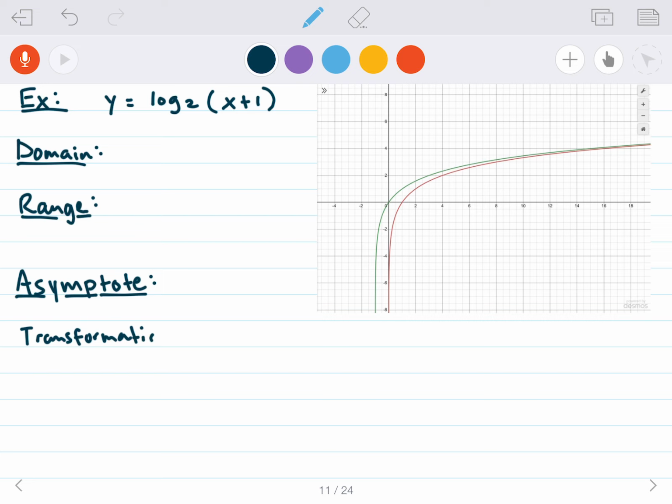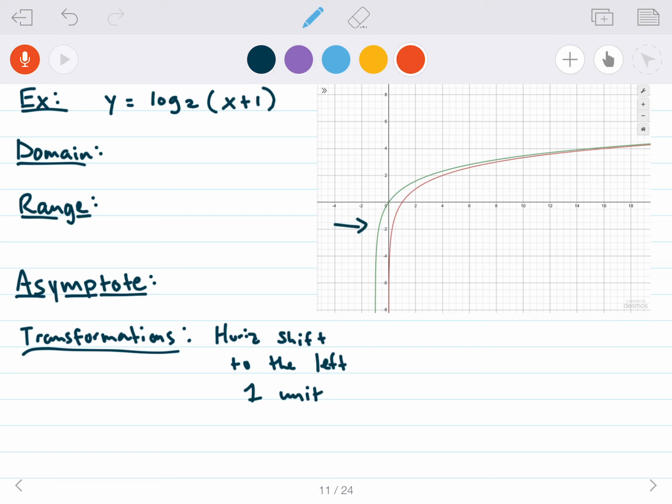And so there's no vertical shift. There's a horizontal shift because the plus 1 takes place inside the argument with the x. So this is going to be a horizontal shift to the, well, it's opposite what you think with horizontal. So it's going to be to the left 1 unit. And we can see that in our picture here.